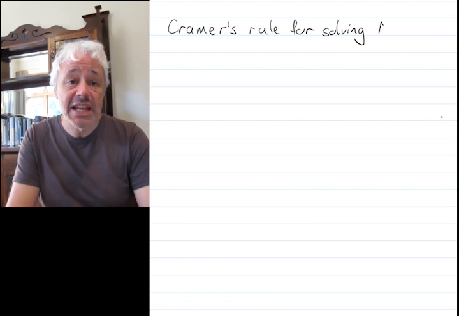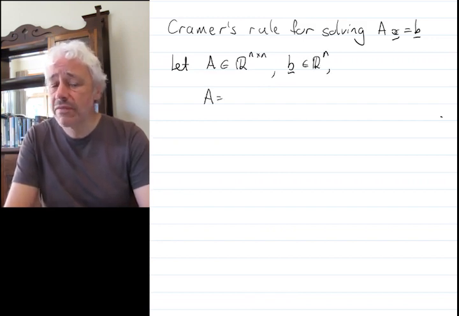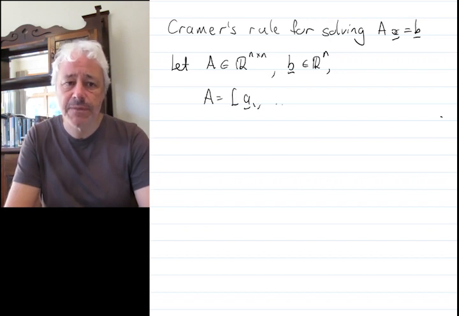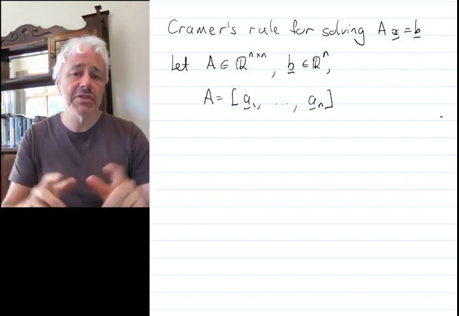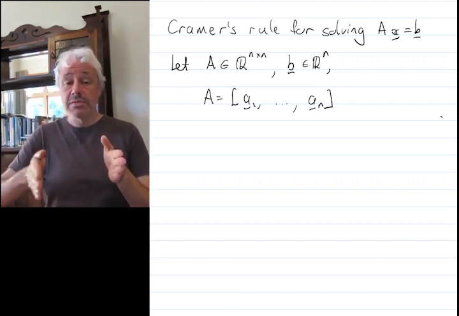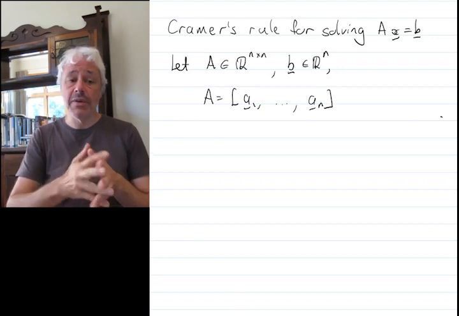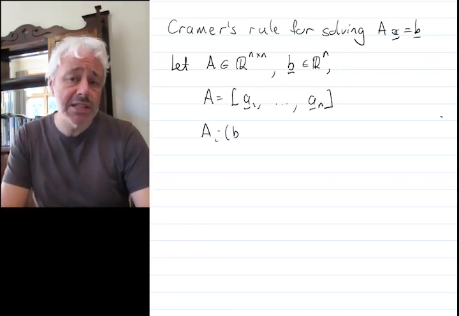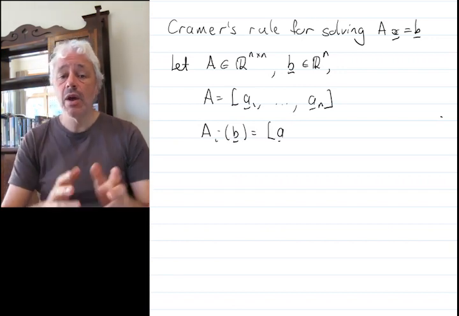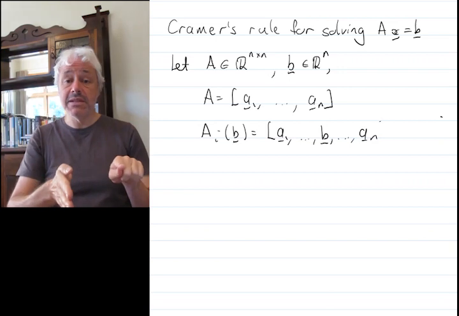Here we go. So A is going to be an n by n matrix. B is going to be the vector in Rn for the right hand side of the linear system Ax equals B, and we want to get a formula for the components of the vector x of the solution. Now I'm going to take that matrix A and partition it up by its columns. So the first column will be the vector A1, second column will be the vector A2, and so on. And I'm going to build a new matrix called Ai of B, where I take that matrix A and I take the ith column and I replace it by vector B.